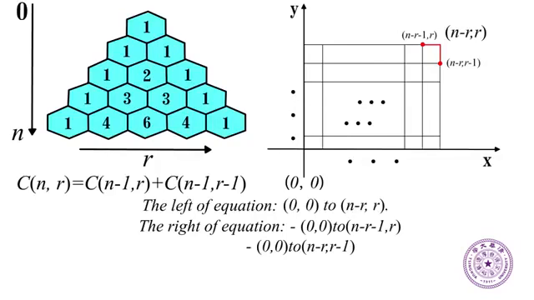The numbers of routes for these two categories correspond to C(n-1,r) and C(n-1,r-1) in the right-hand side, which is C(n-1,r) plus C(n-1,r-1). Now we find that some combinatorial identities could be proved elegantly with lattice paths.